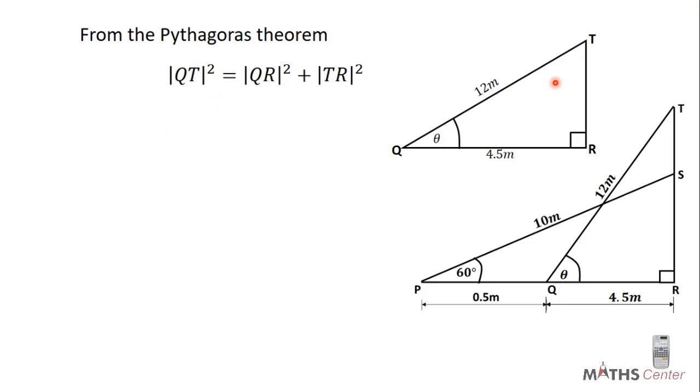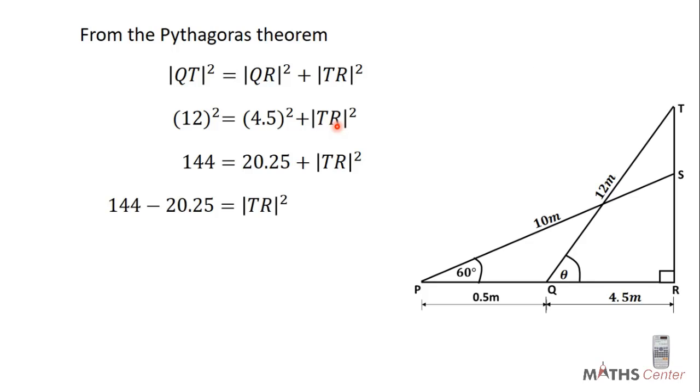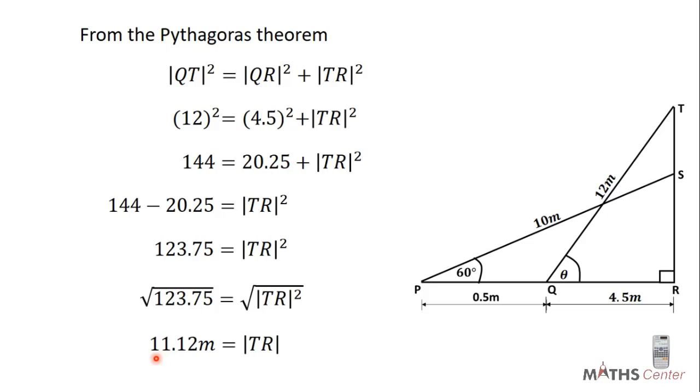From the Pythagoras theorem, if you are applying it on this right angle triangle, you will see that QT squared is equal to QR squared plus TR squared. So we are going to have QT is 12 meters, so 12 squared, plus QR is 4.5, so 4.5 squared, plus TR, which we are looking for. So you simplify this, and you are going to have 123.75 is equal to TR squared. You take square root of both sides, and TR is equal to 11.12 meters.